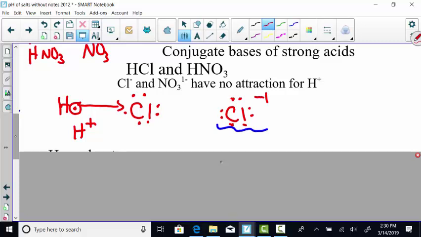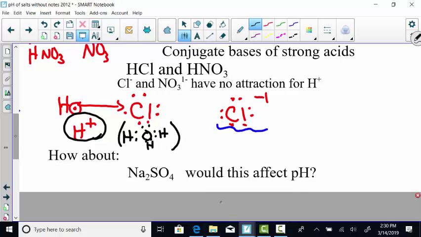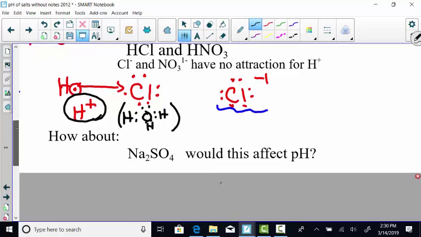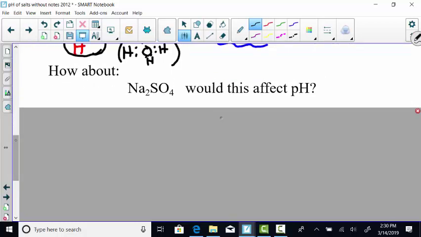Now, this hydrogen does need to go someplace. We can't have that hydrogen just floating around in water, but the chlorine doesn't want it anymore. So that hydrogen will glob onto another water molecule, and there is our acid molecule. And basically NO3 is doing the same thing.